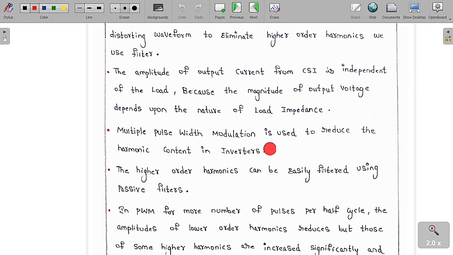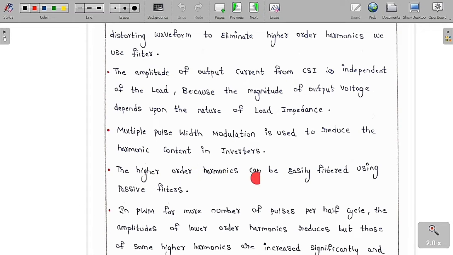Multiple pulse width modulation is used to reduce the harmonic content in inverters. So with the help of multiple pulse width modulation, we can remove the harmonics which we really don't want. With that, THD also decreases. So multiple pulse width modulation is used to reduce the harmonic content in the inverters.